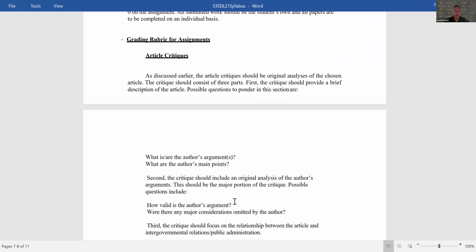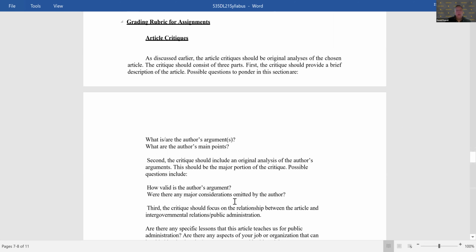So these article critiques, again, you're going to be turning in 2 article critiques. You'll be selecting 2 articles either from the O'Toole textbook or from what I provide you in Beachboard, and writing critiques on those articles. As we said before, there are 3 sections to each one of these article critiques. So what I'm asking you to do is just give me a title page, and then section 1, which is the description of the article.